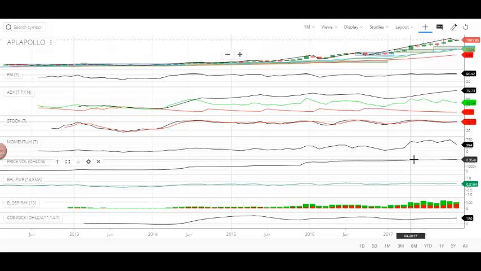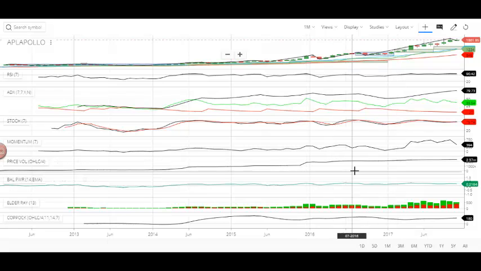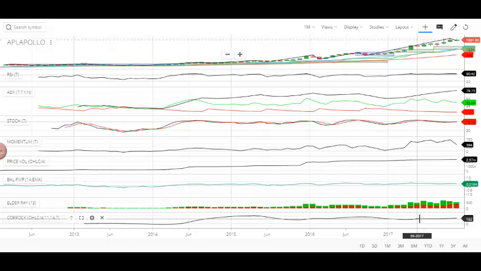Now, after April 2017, we are not seeing many more spikes here. The rise in volume is there, but it is very light. Balance of power and Elder Ray are both in sync with each other, and both are telling us that the stock is in a bullish zone, pretty clear. And the Coppock curve is clearly showing that the stock is in the buy zone, and the momentum is slightly good.